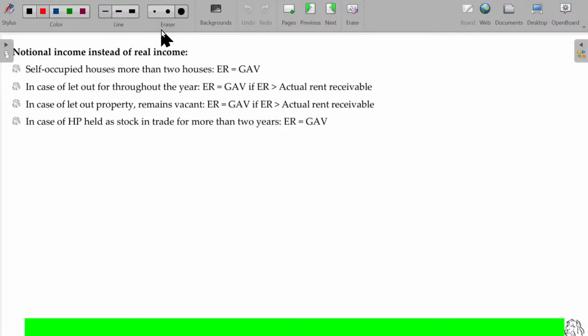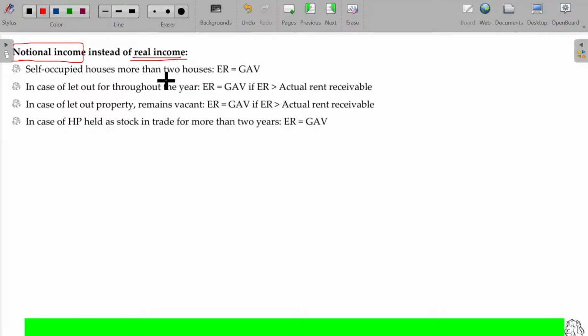Now, usually rental income will be calculated based on the notional income, not the real income. Real income is not there. You cannot argue with the income tax department, sir, I didn't receive even a single penny for the rental for the letting out of this property. You cannot argue, because based on the estimation only we have to calculate. Municipal value, fair value, rental value, means standard rent. Based on that, we will calculate the estimated rent.